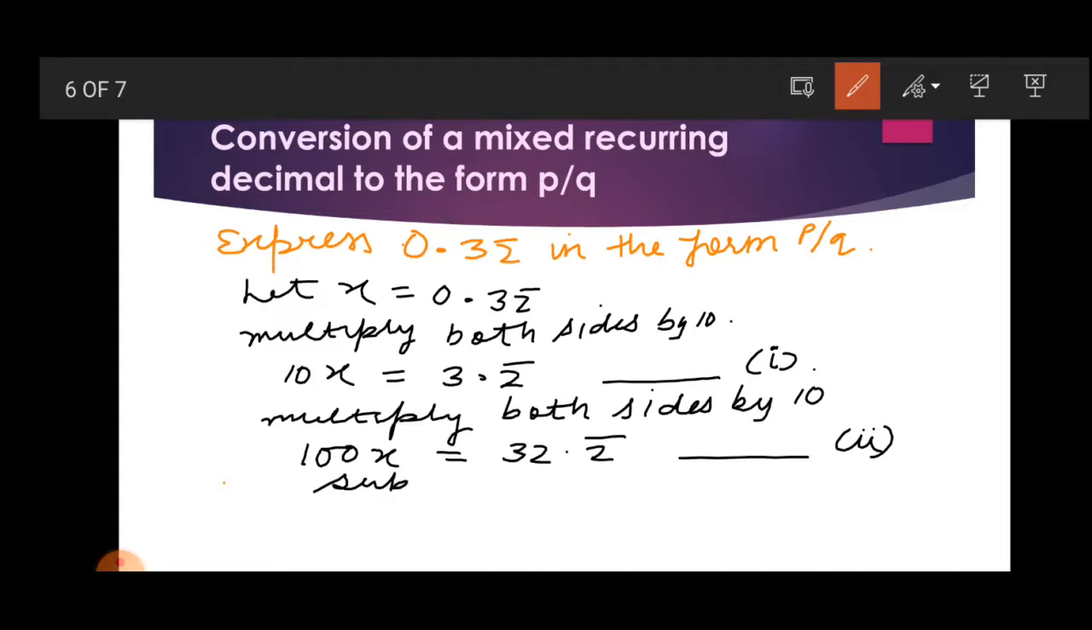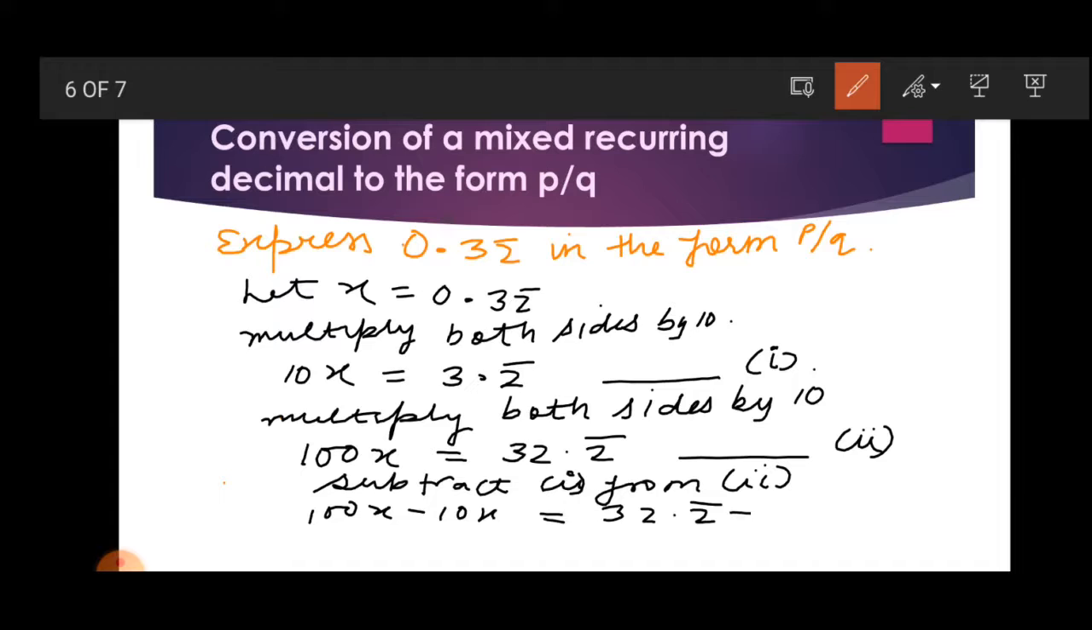Now subtract equation 1 from equation 2. So 100x minus 10x is equal to 32.2 bar minus 3.2 bar. 100x minus 10x is 90x, which is equal to 32.2 bar minus 3.2 bar, which is equal to 29, which implies the value of x is equal to 29 by 90.